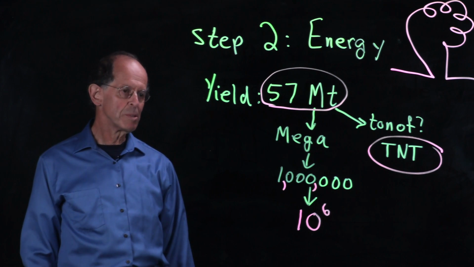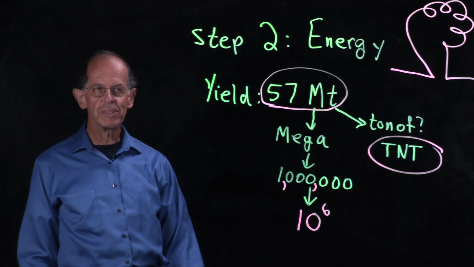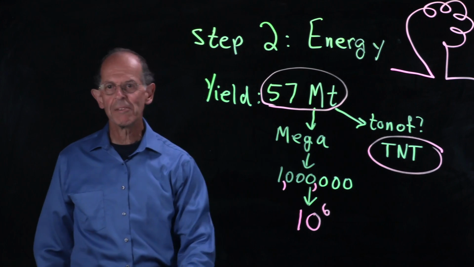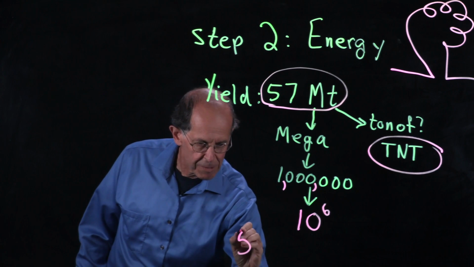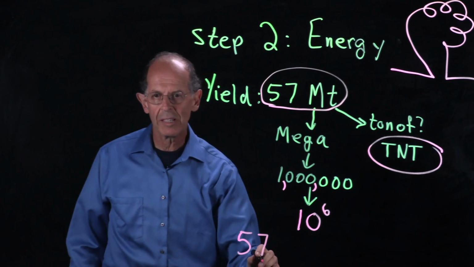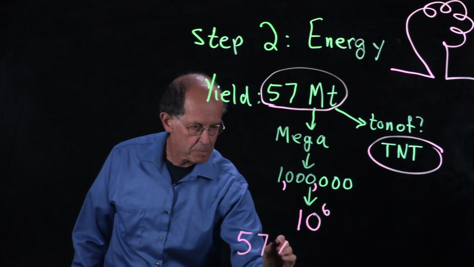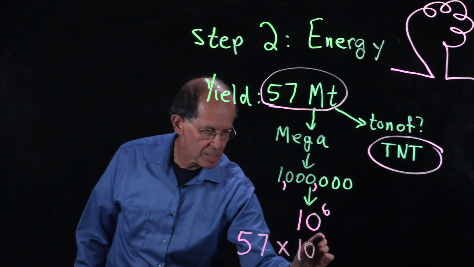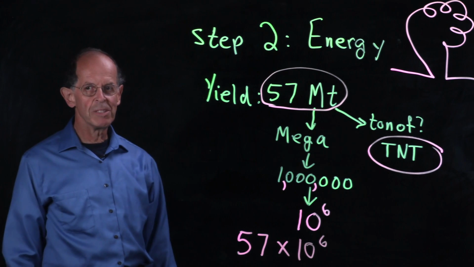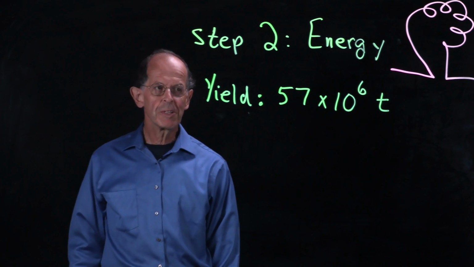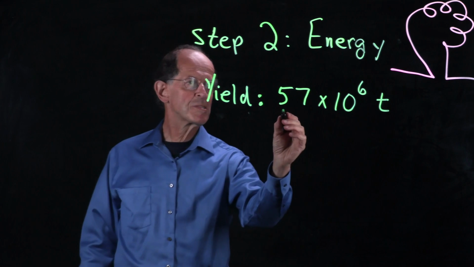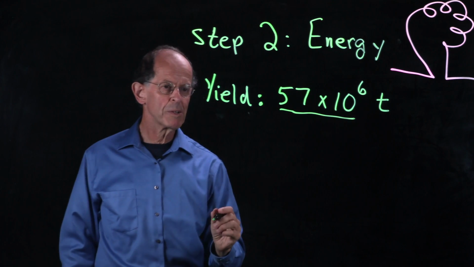We'll play with the numbers a bit later. First thing we have to do is write 57 megatons using our powers of 10. So 57 megatons is 57 times 10 to the 6. 57 million tons of TNT. Let's look further at the yield. It's 57 times 10 to the power 6.